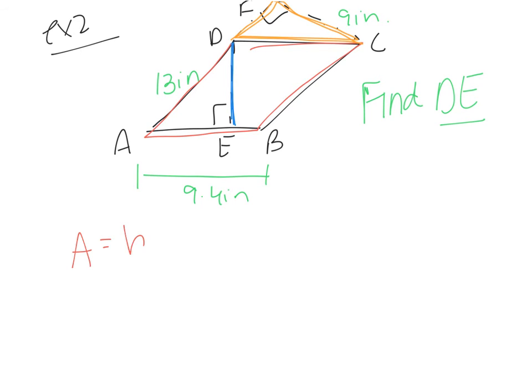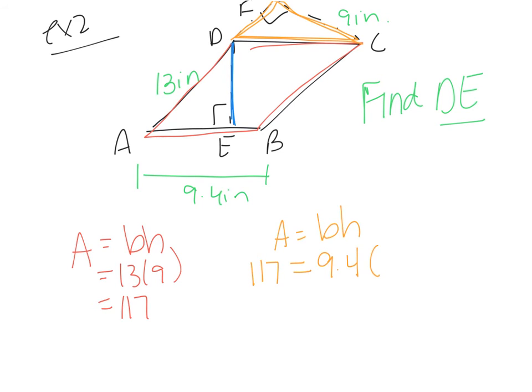So basically, area is base times height. In the way that I turned it, the area was equal to 13 times 9, which is 117. From there, we can use our area equation again, but this time A is 117, B is 9.4, and H, we don't know. Divide both sides by 9.4, and you get about 12.4.